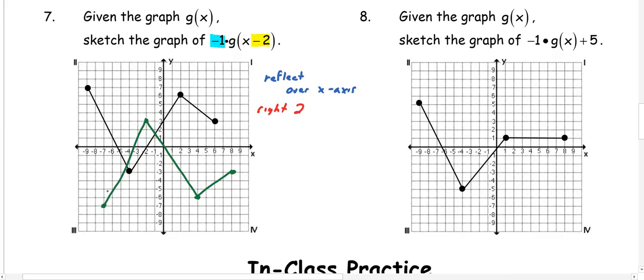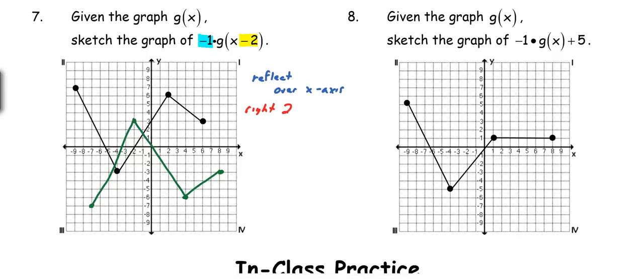So let's try one more with the reflection. So in number 8, the -1 is telling me that I'm going to reflect over the x-axis. And then the +5, because it's outside parentheses, that controls my up and down movement, and because it's a plus, I'm going to move up 5. So from each dot, I count to the x-axis first. It was 5 away, so I go down 5, and then I have to move up 5 to draw my graph in.